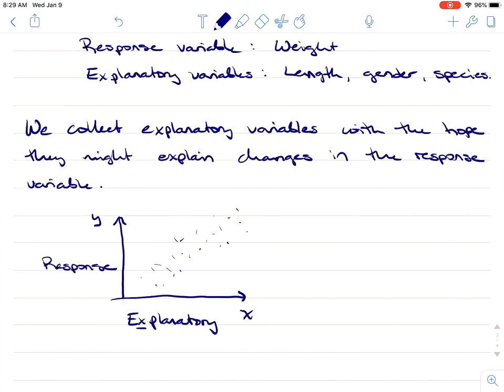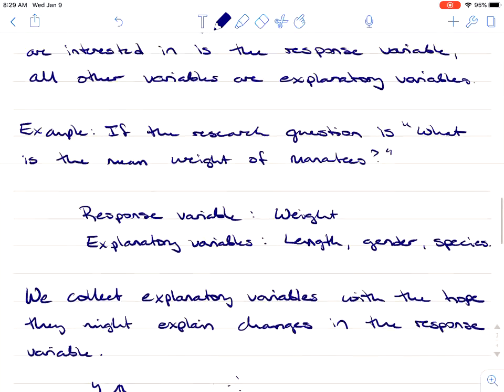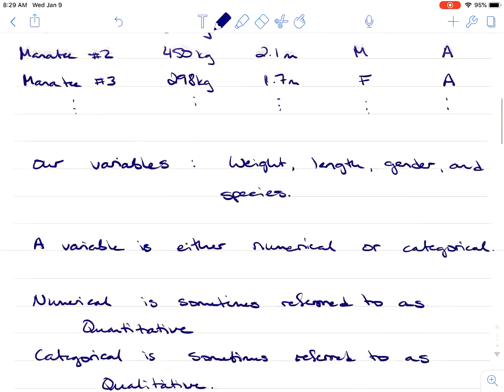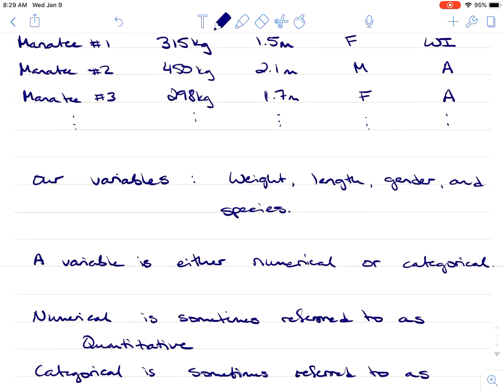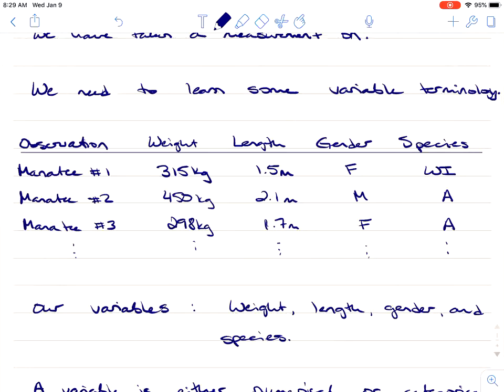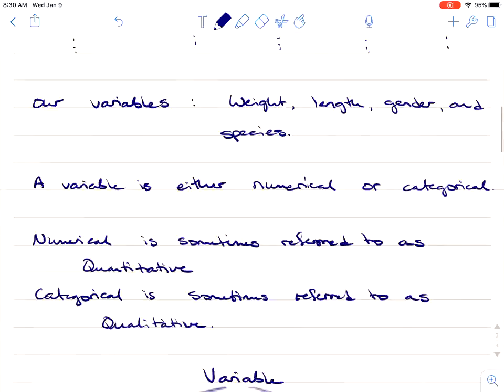So all variables can be classified as either numerical or categorical, but also as a response or an explanatory variable, right? And so in this case, the weight is a numerical response variable. The length is a numerical explanatory variable. The gender is a categorical explanatory variable. And the species is another categorical explanatory variable. All right, so these layers go hand in hand.